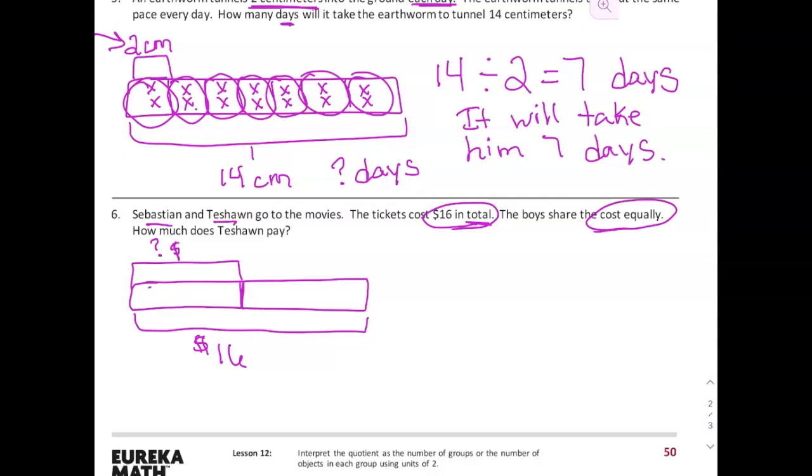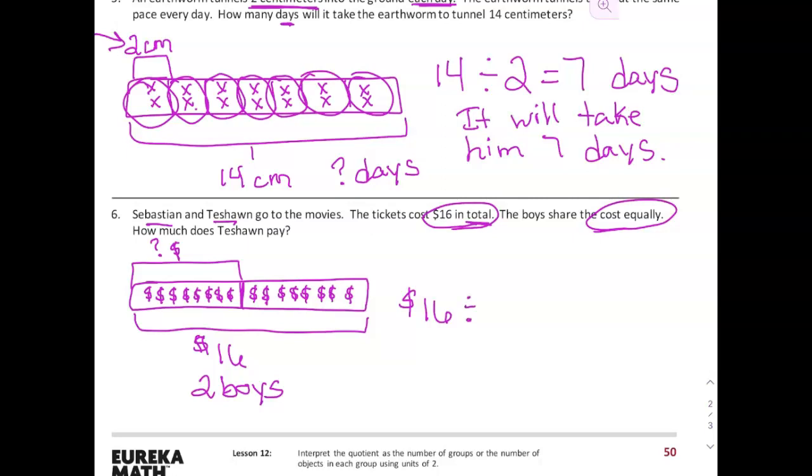So I'm going to add dollar signs until I get to 16. So there's 2, 3. See how I go back and forth? You have to go back and forth. 3, 4, 5, 6, 7, 8, 9, 10, 11, 12, 13, 14, 15, 16. Okay? So I'm going to put down here that we know we had 2 boys that we were sharing it between. So over here, our division sentence. When we start a division sentence, we always start with the total.